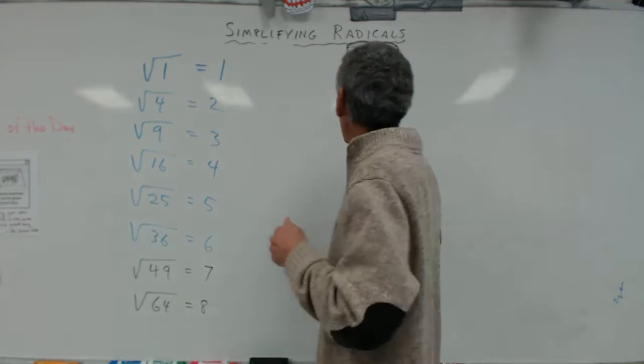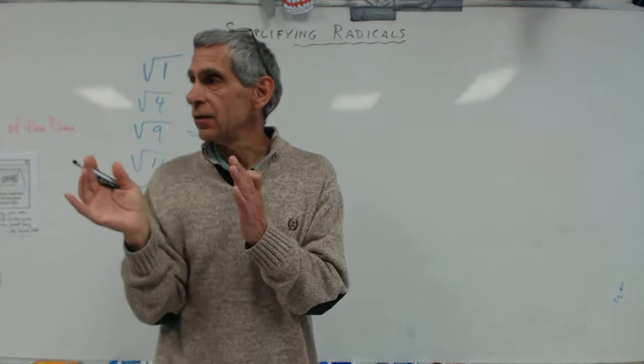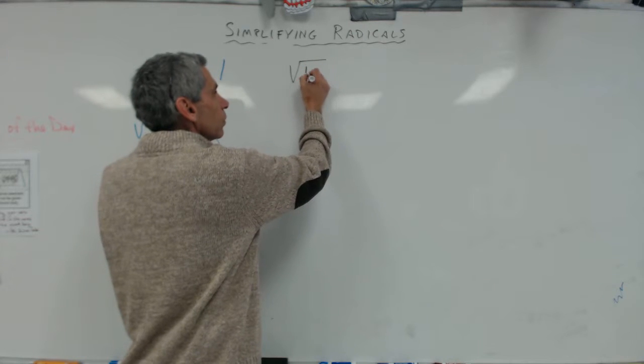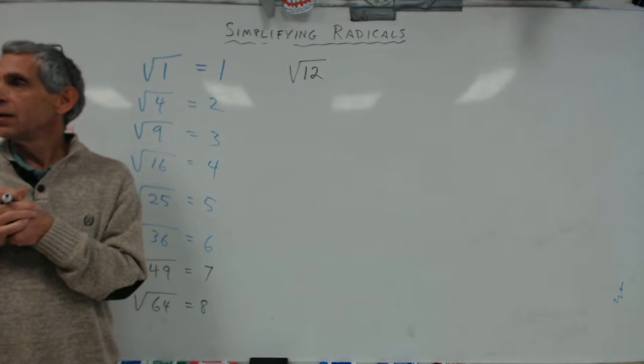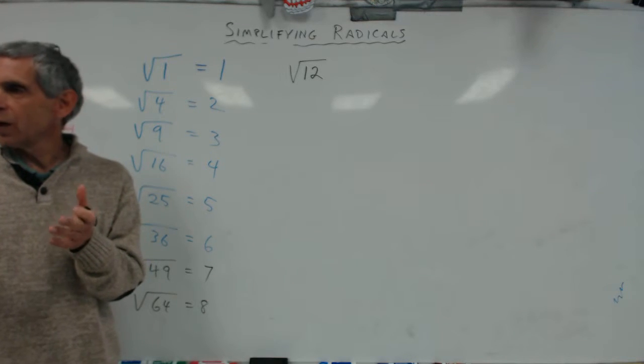But then, what if I gave you, so this is where we need to start paying attention, okay? This is the part. If I gave you the square root of 12, and I asked you to simplify the square root of 12, there is not a perfect square root of that.